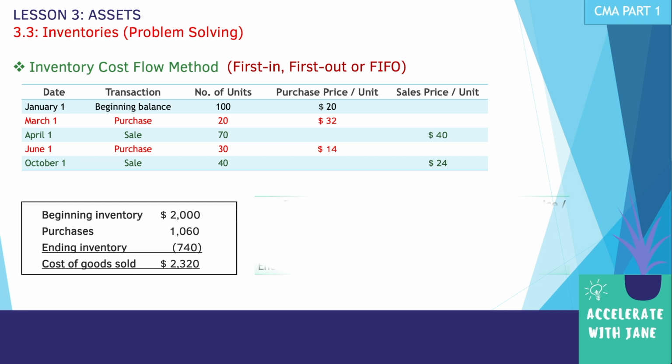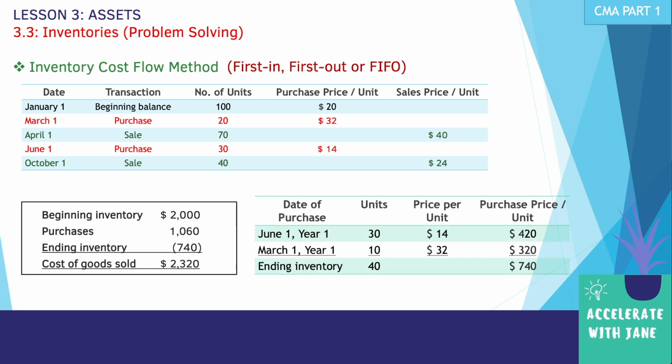So if we are being asked how much is the ending inventory, since the ending inventory consists of the latest purchases, if you can see here in the table, the latest purchase transaction is June 1, 30 units. Therefore, we get the whole of the 30 units multiplied by the purchase price per unit, that is $14, we get the 420. And remember, the ending inventory is 40 units, correct? Therefore, we need 10 more units and we get the next latest purchase transaction, that is March 1. So we get 10 units from the 20. We multiplied it by 32. We get $320, and we simply add the June 1 transaction and March 1 transaction, that is $740, okay?